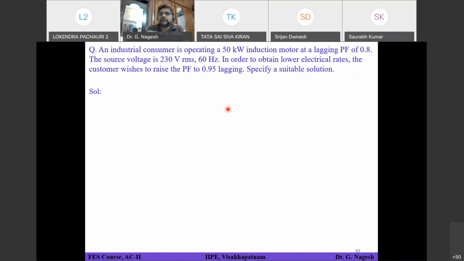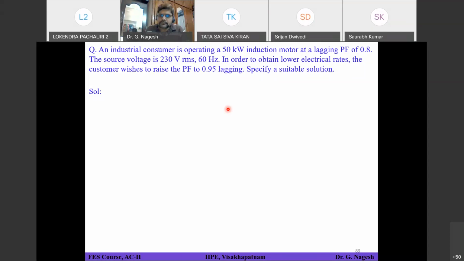Right, we will be using sine. Sine of theta minus phi will be equal to 0.6. So 0.6 into 50 kilowatt is equal to 30.